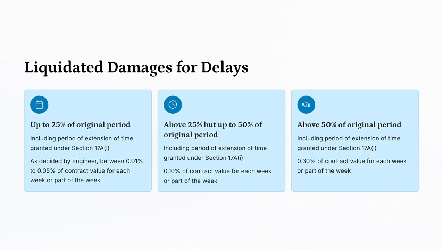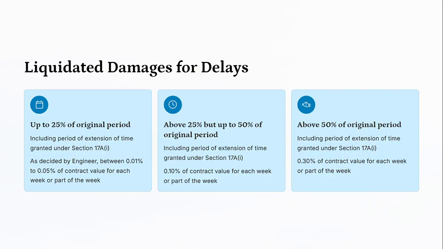Liquidated damages for delay. Up to 25% of original period, including period of extension of time granted under Section 17E, as decided by the engineer between 0.01% to 0.05% of contract value for each week or part of the week. It is somewhere now it is changed. Please check the GCC documents.